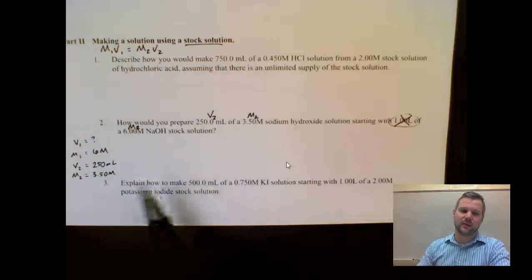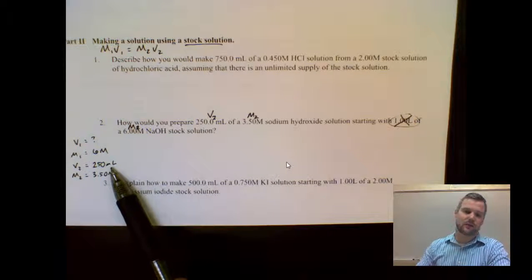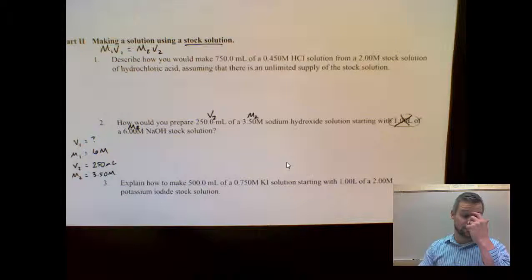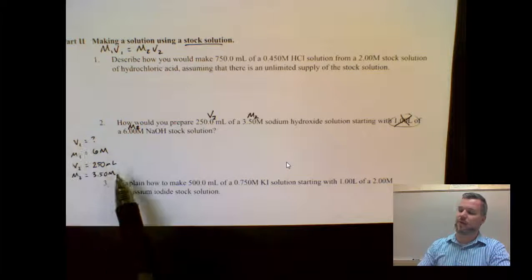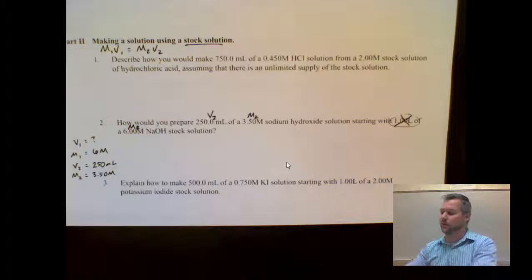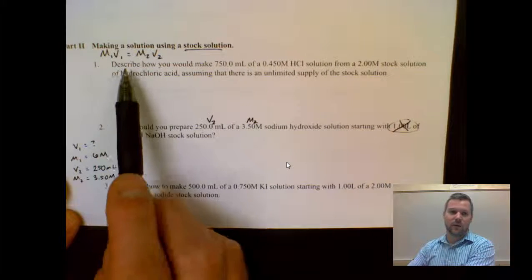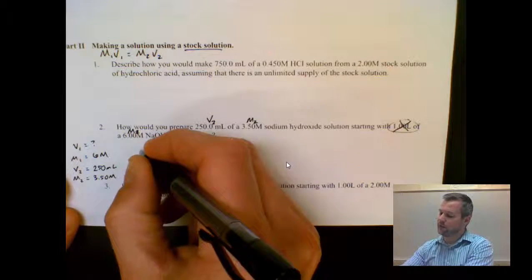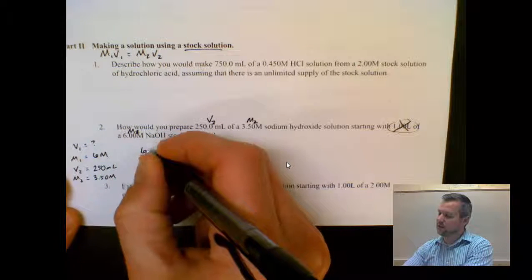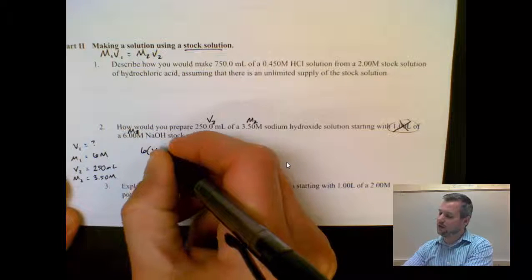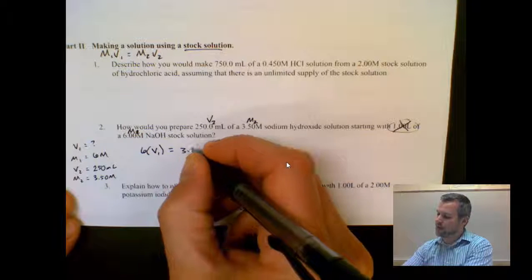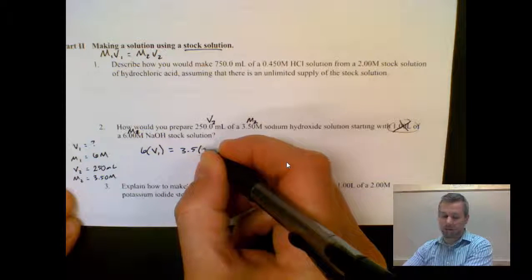Now, technically to make units cross off, you should change this to liters, but because we have 2 volumes, as long as we keep them in the same unit, our volume that we're solving for will end up being in milliliters because we're not going to switch our units. So we know we're using M1V1 equals M2V2. If we just plug those numbers in, we have 6 times V1 equals 3.5 times 250.